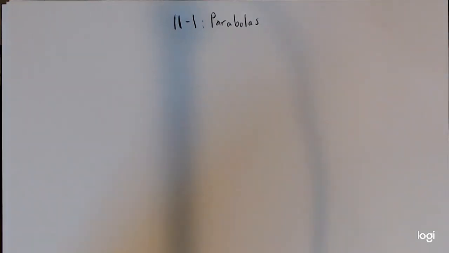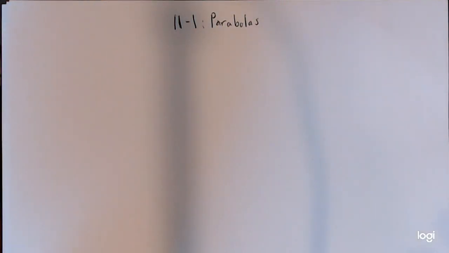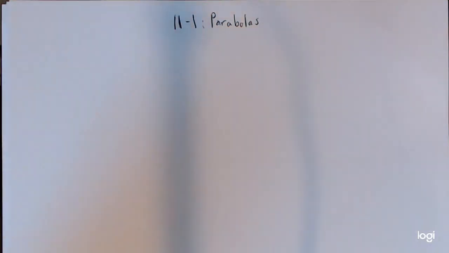Okay, so chapter 11's main focus is going to be on a special set of different types of graphs known as conics. And the first type of conic that we're going to see are called parabolas. Now, you've definitely worked with parabolas. You've seen exactly what these equations look like. But we're going to focus more on how these parabolas are constructed, and by definition, how they have been created.